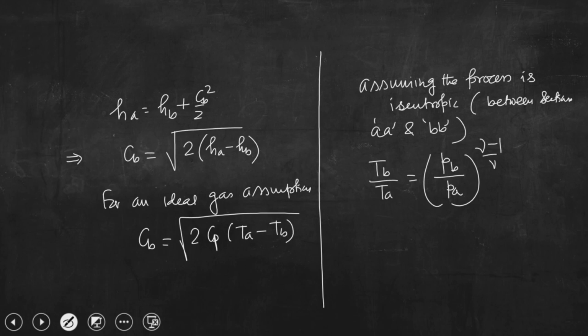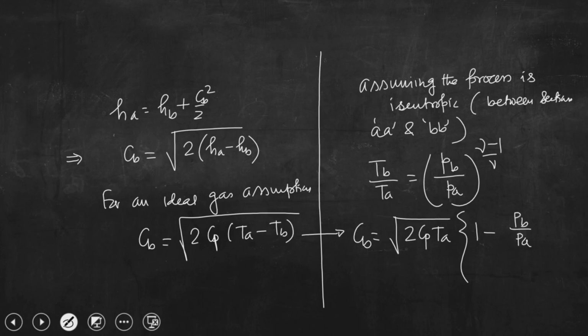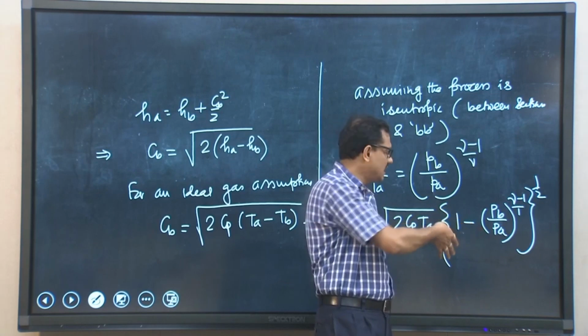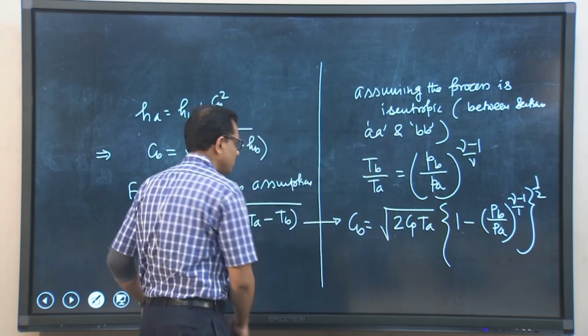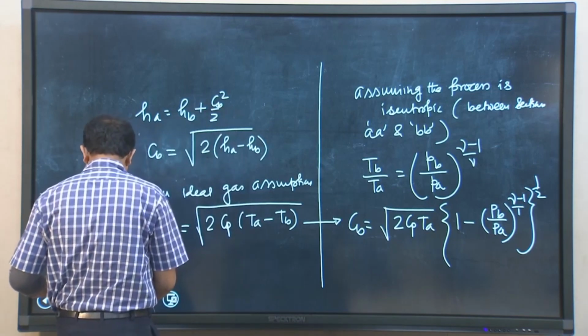Okay. That means this CB can be written as under root 2 CP TA into 1 minus PB by PA power gamma minus 1 upon gamma, power half. That means, we take under root 2 Cp TA outside, because Cp is known, TA is known, and now we can write Pb by Pa. Pa is the atmospheric pressure, that is pressure at section A, and Pb needs to be calculated by using the simple U-tube manometer.